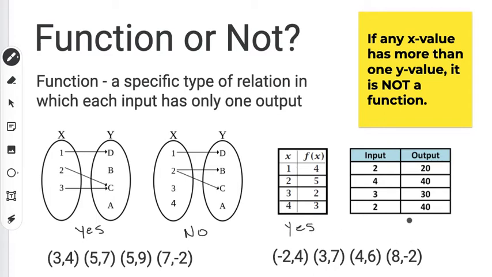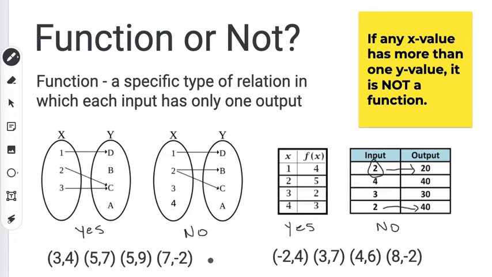Now looking over here at this chart, I see that all the x values are over on the left side and all the y values are over on the right side. The first thing that I notice about this is that 2 is being mapped to 20, but 2 is also being mapped to 40. So that means that this input 2 has more than one output. So this qualifies it as not being a function. So I'm going to write no. This is not a function.